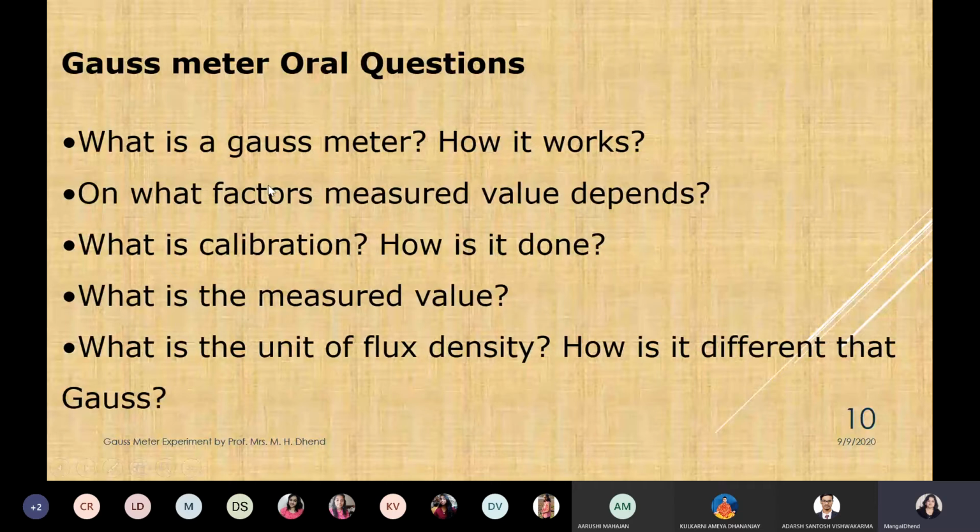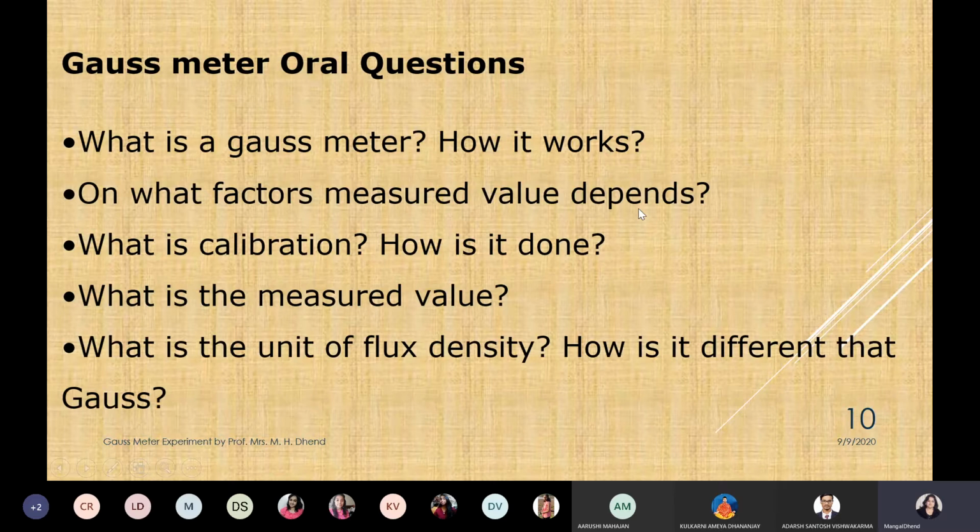Now oral questions. What will be oral questions on this experiment? What is Gauss meter? How it works? Gauss meter works on the principle of Hall voltage. Gauss meter is nothing but Hall voltage generator. Okay. On what factors measured value depends?